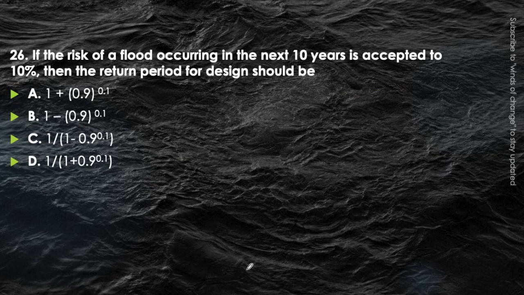Okay, next question. If the risk of the flood occurring in the next 10 years is accepted to 10%, then the return period of the design should be 1 plus 0.9 raised to power 0.1, 1 minus 0.9 raised to power 0.1, or 1 upon 1 minus 0.9 raised to power 0.1, or 1 upon 1 plus 0.9 raised to power 0.1. Just think about it. You can use your paper pen or notepad, whatever.